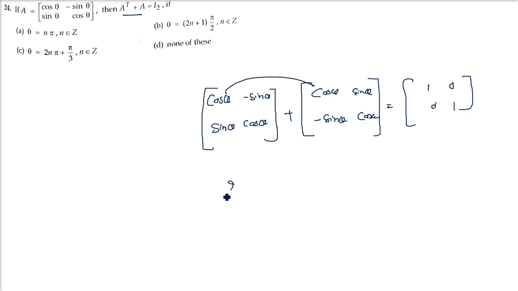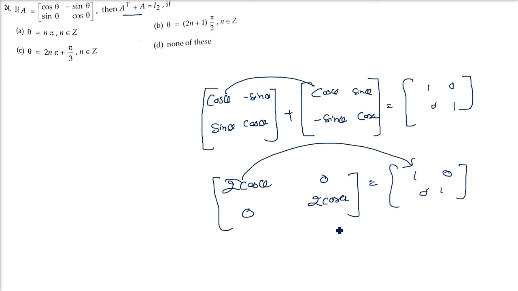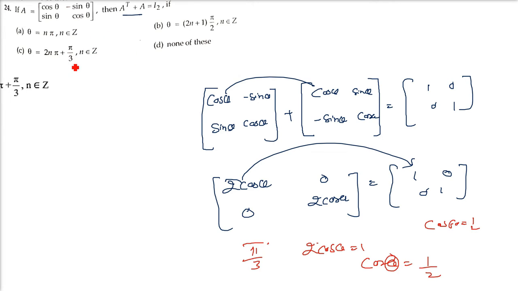Cos theta plus cos theta is 2 cos theta. Minus sin theta plus sin theta is 0, and again sin theta minus sin theta, and 2 cos theta. This is equal to 1 0 0 1. So 2 cos theta is equal to 1. Let me just write like this: 2 cos theta equals 1. So cos theta will be equal to half, and theta will be pi by 3. Pi is equivalent to 180 degrees. 180 by 3, that is 60, cos 60 will be half.